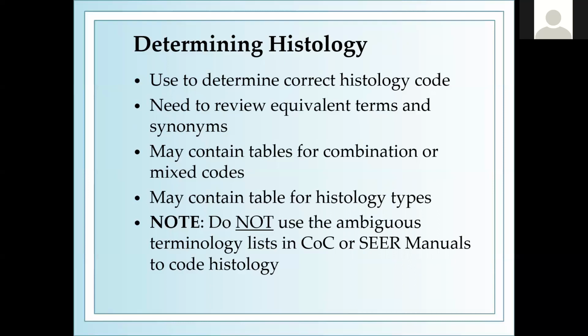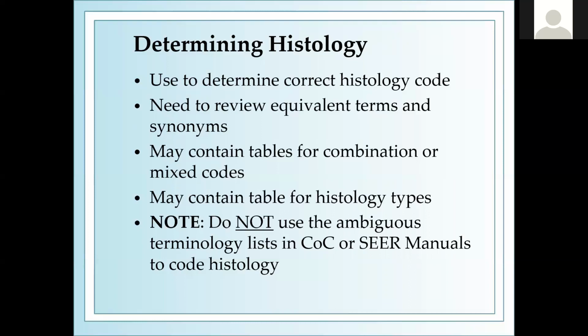For the solid tumor rules, we do not use the ambiguous terminology lists that are in the SEER and the COC manuals to code histology. This is documented in each of the site group modules. The reason it is repeated for each and every site group module is that it's very, very important.